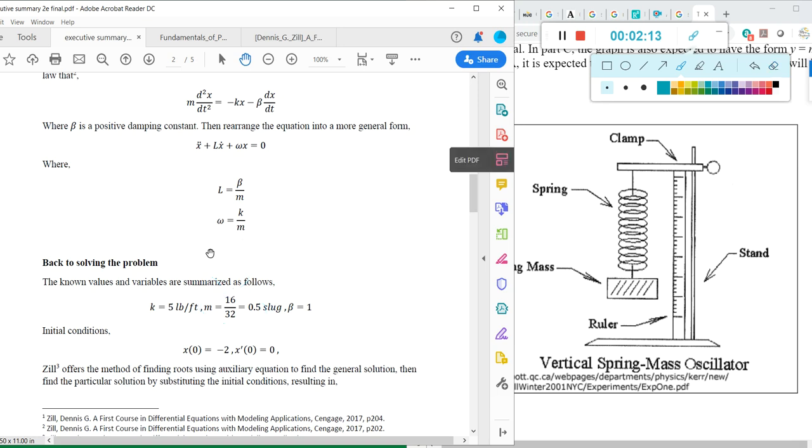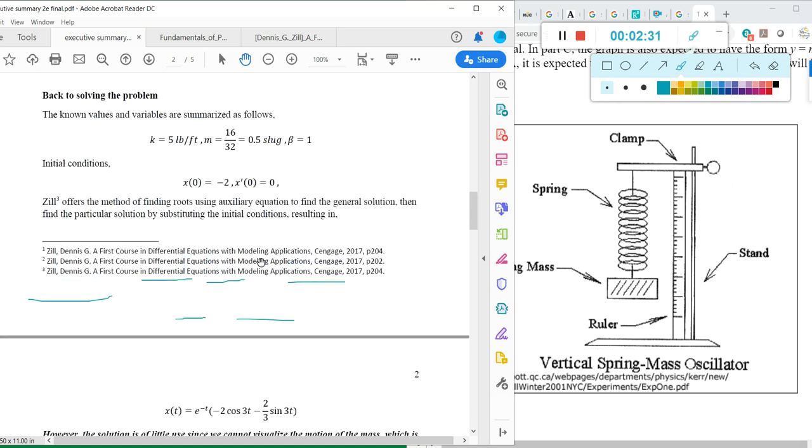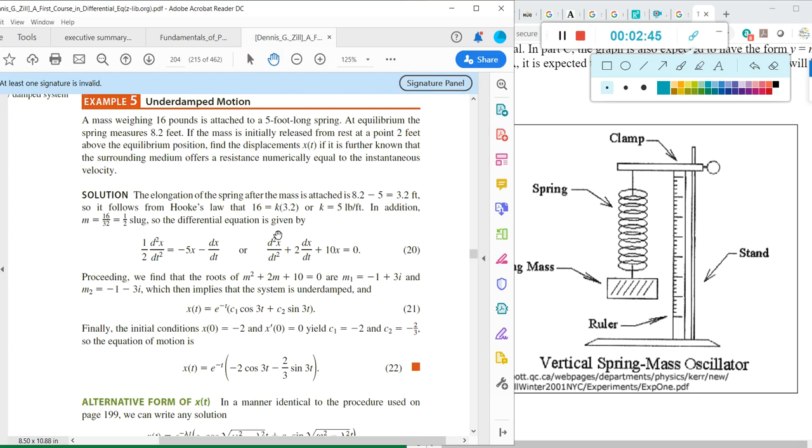So given the spring constant K, mass, and frictional constant, and also the given initial conditions, position and velocity, we can find out the equation of motion. This is the equation of motion.